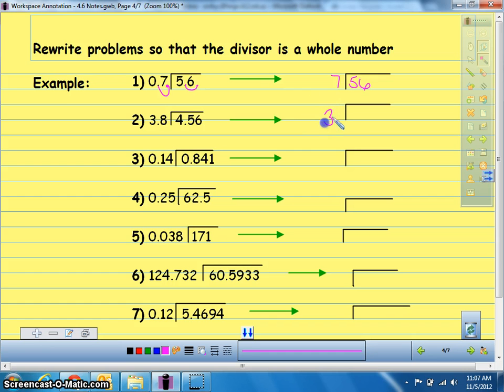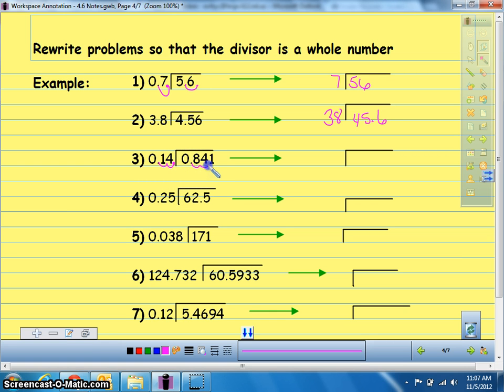You should have gotten 38 outside the house and 45.6 inside the house. Good job. How about this one? Oh, I have 2. If I move it one place, I still have a decimal here. So in this one, remember you move it until it's right next to the house. I have to go once to get around the 1, twice to get around the 4, and finally I'm where I need to be. So I move it 2 places.